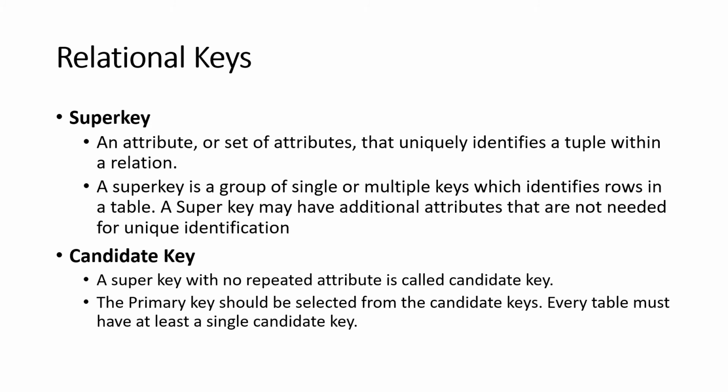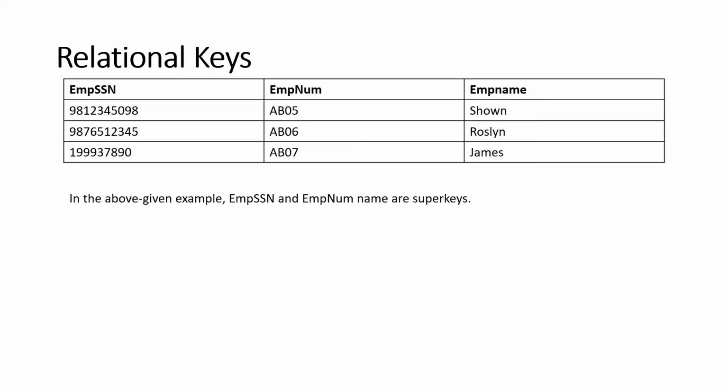And now, how about the candidate key? A candidate key is a super key with no repeated attributes, and the primary key should be selected from the candidate keys. Every table must have at least a single candidate key. So, for this example, employee SSN and employee number are super keys.